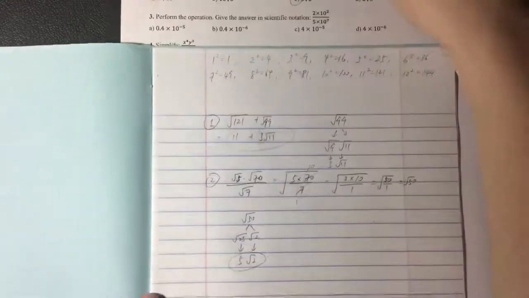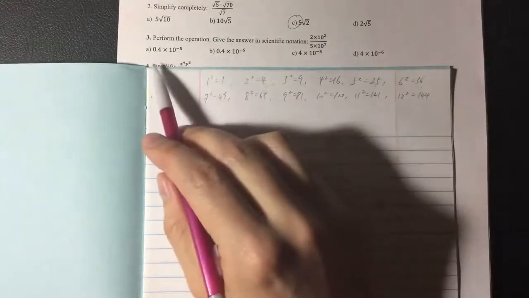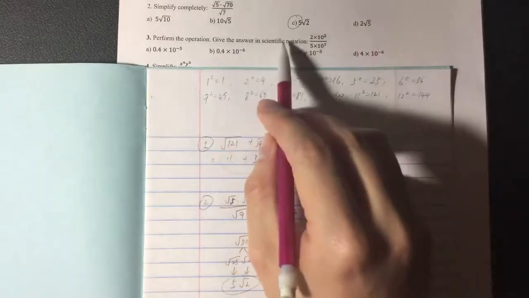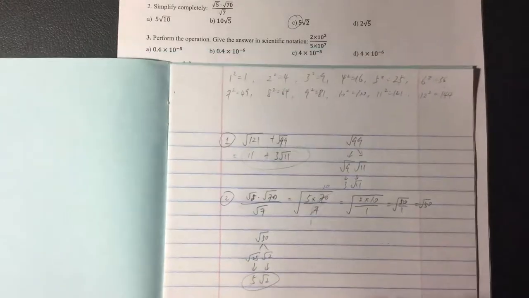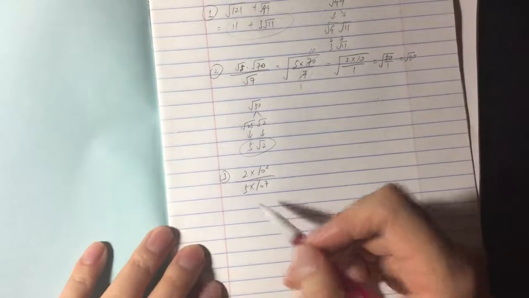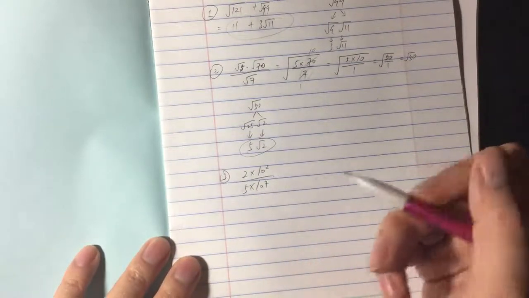Number 3. Perform the given operation. Give an answer in scientific notation. We have 2 times 10 squared over 5 times 10 to the power 7.